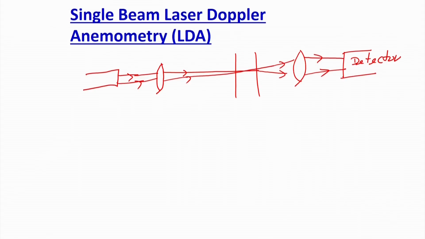Now, what do we do? We need to measure how much was the frequency that was incident, that we can measure. How much is the frequency which was recorded before the scattering, that we need to measure. So, we need to measure the reference frequency, which is there without having any flow or any particle inside. That is the frequency which we need to measure.